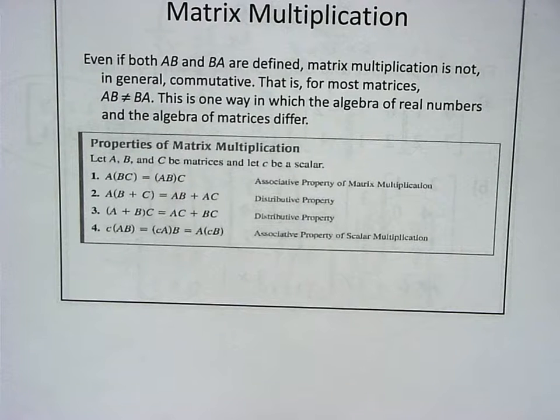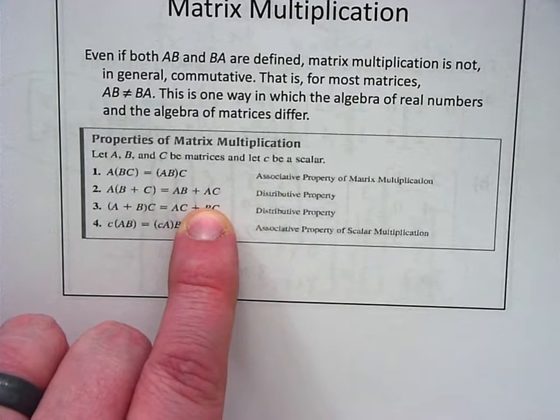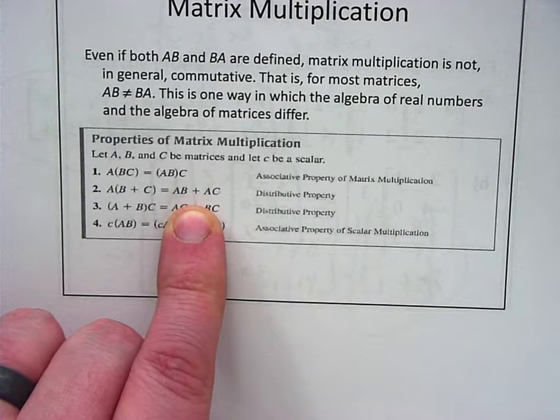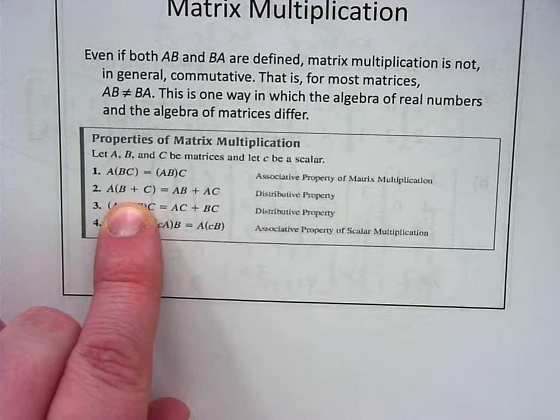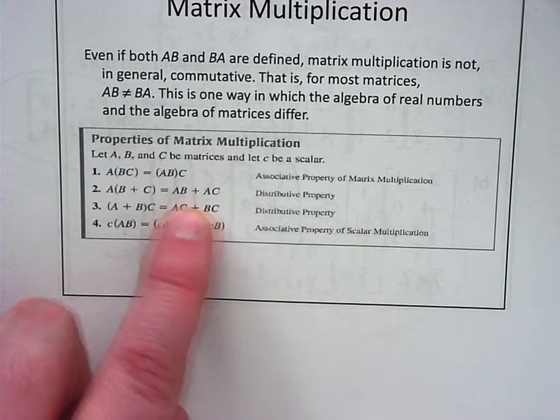Distributive property does work as long as it's a cross addition. Okay? So if A times B plus C, you can distribute the A first. Honestly though, would you really want to do that? No. This is going to be much easier. Because you're only going to have to do matrix multiplication once this way, whereas you have to do it twice this way.